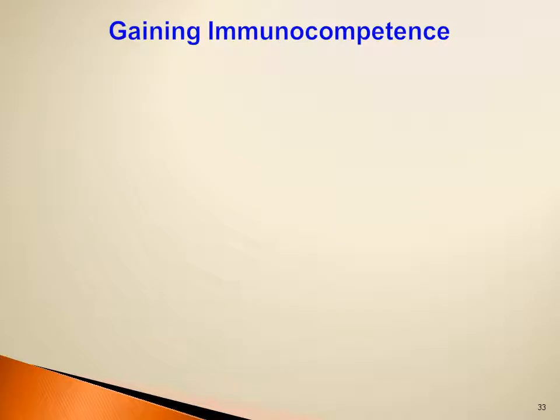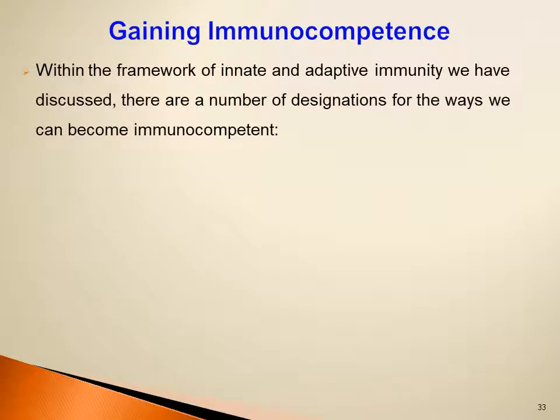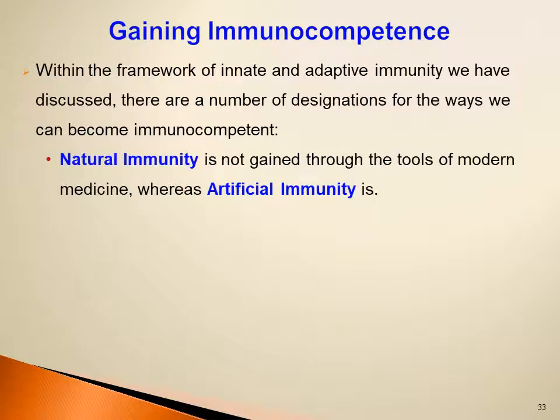Gaining immunocompetence, or becoming immune, within the framework of innate and adaptive immunity we have discussed. There are a number of designations for the ways we can become immunocompetent. We can be immunocompetent by natural immunity, which is not gained through the tools of modern medicine like vaccine, which is artificial immunity. So there is natural immunity and artificial immunity, and I will give examples about them in the next slide.